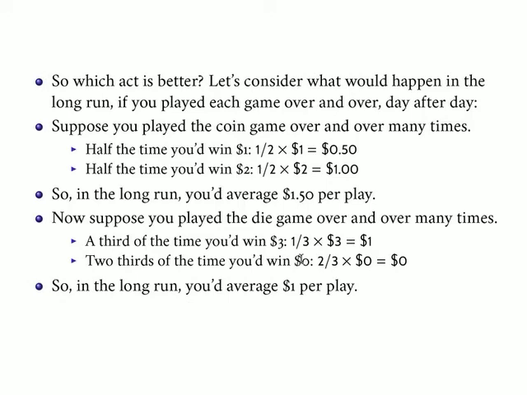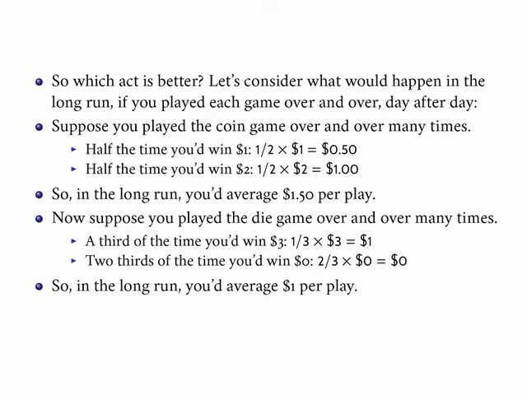So in the long run, you actually only average winning $1 per play, okay? Because you add up a third of $3, so a third times $3, which is $1. But anything times 0 is just 0. So $1 is actually the amount you average to win each game.